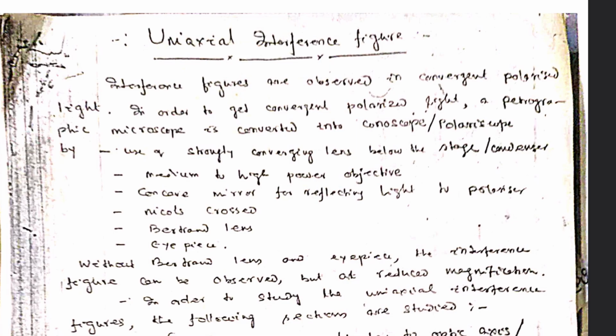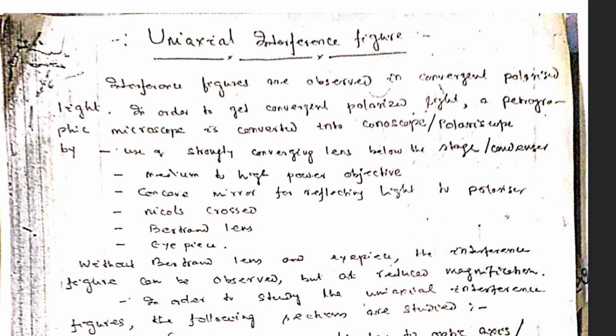Today we will discuss the uniaxial interference figure. So how is an interference figure produced? We know from earlier discussions that the orthoscopic arrangement provides parallel polarized light rays, and through that light different properties of minerals are studied.